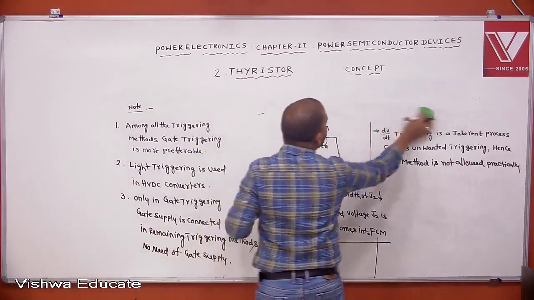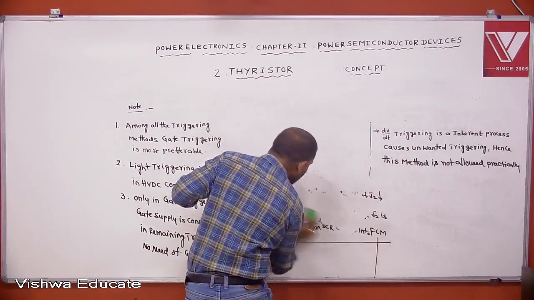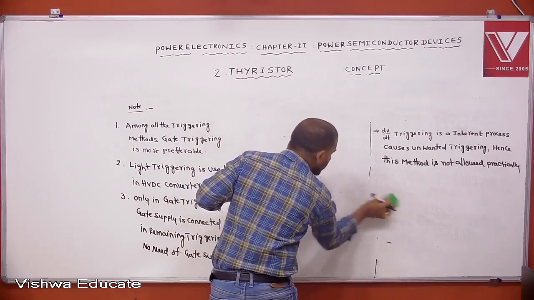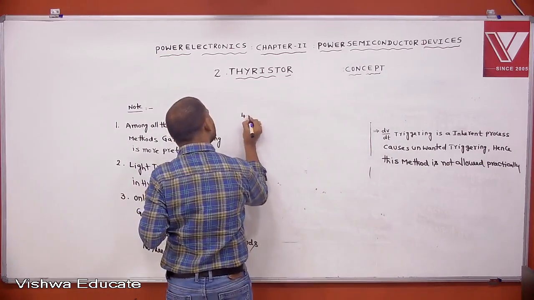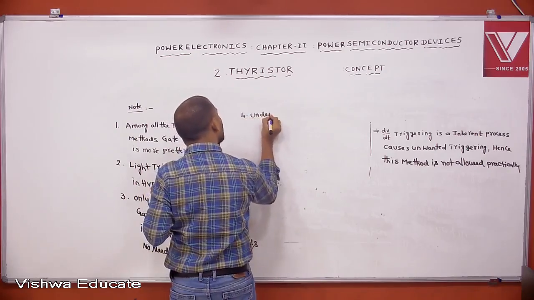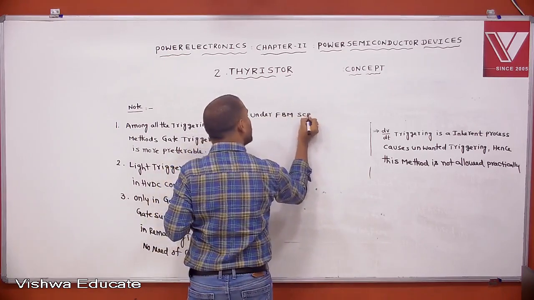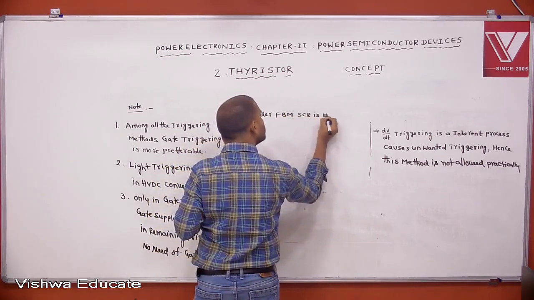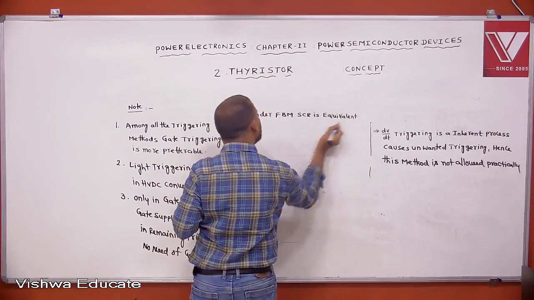In the remaining triggering methods, another point to remember based on this concept: under forward blocking mode, the SCR is equivalent to a capacitor.